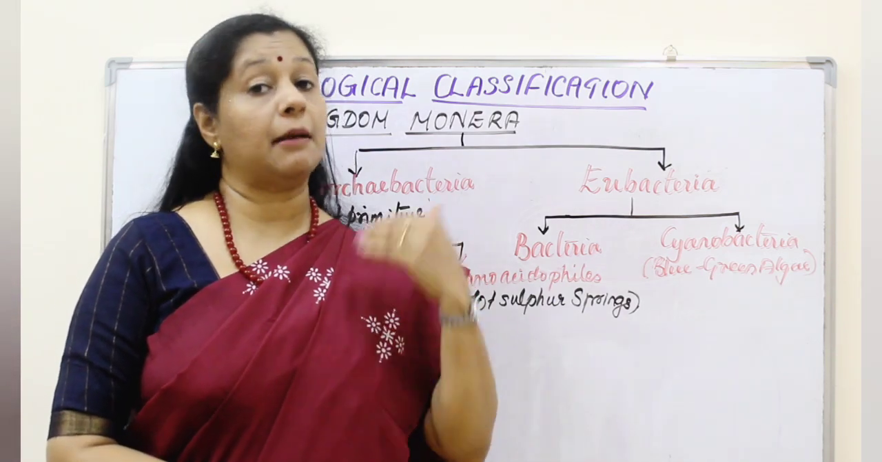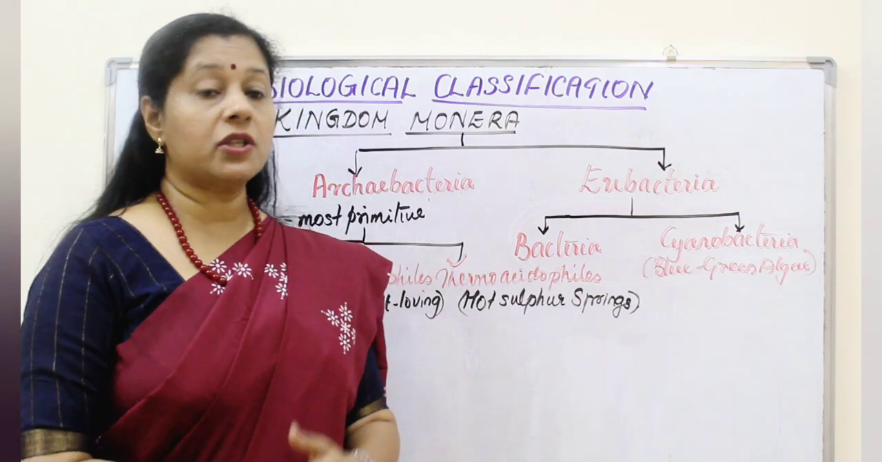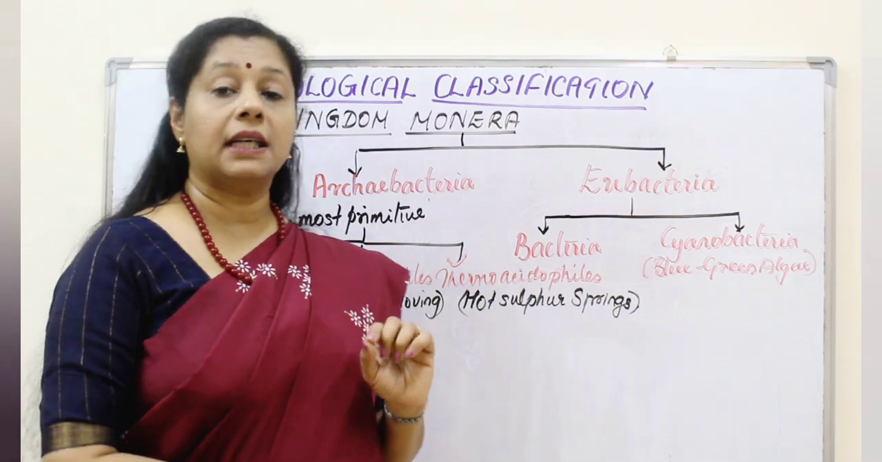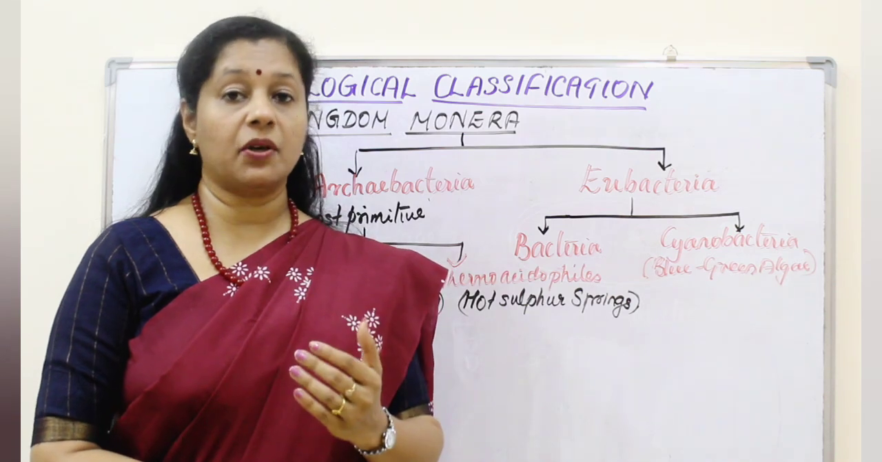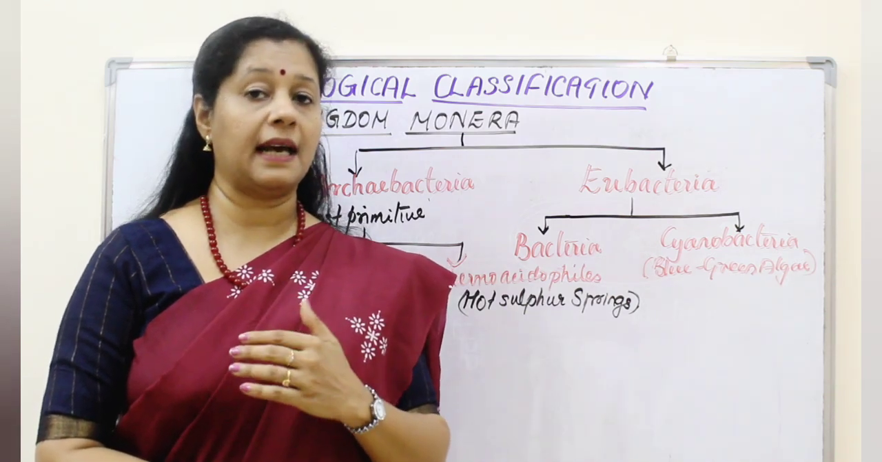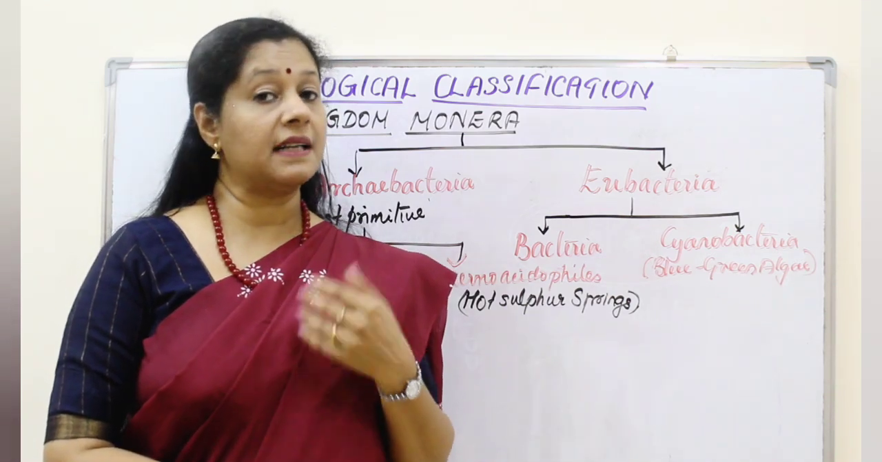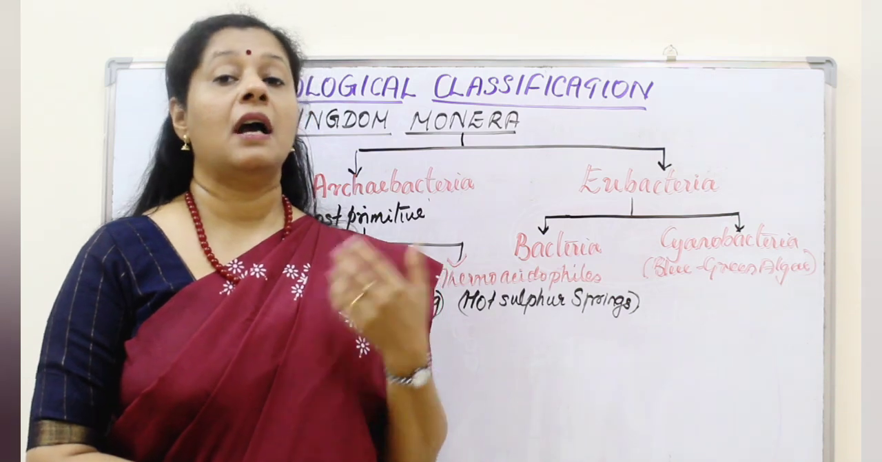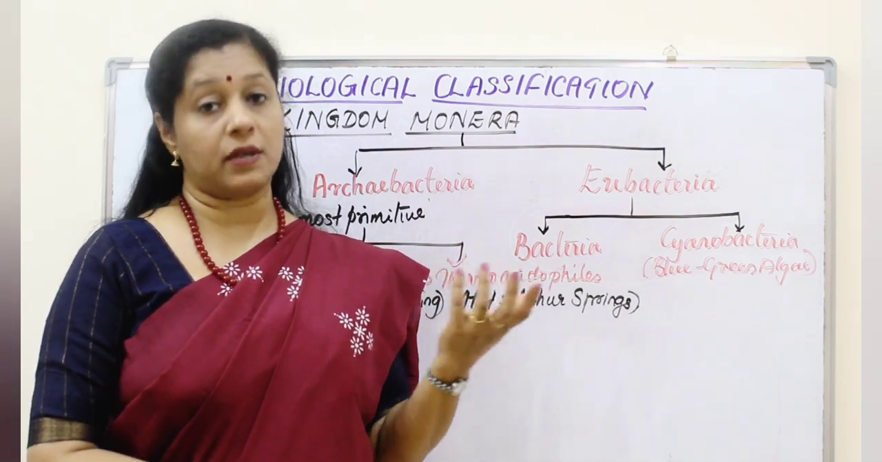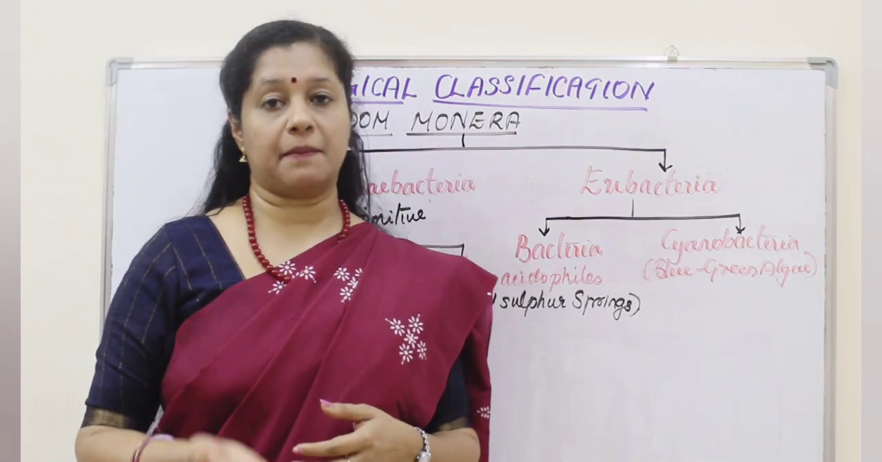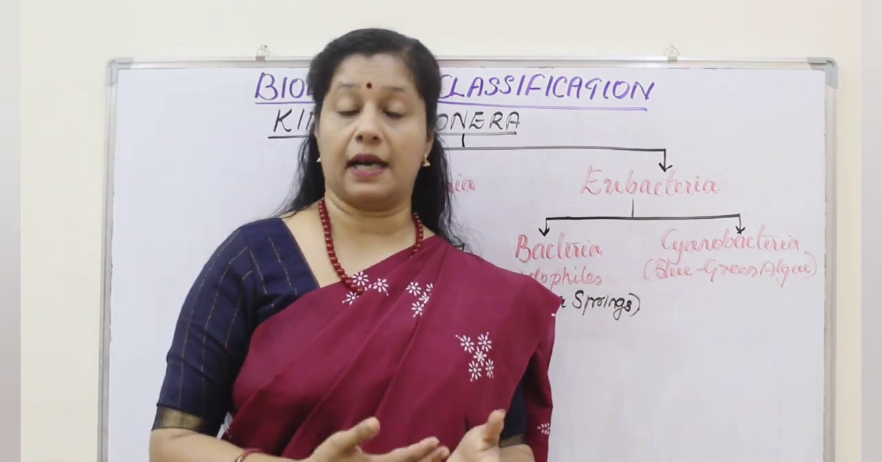Now the third bacteria are found in the hot sulfur springs where no other organism can exist because the temperature is very high. There also bacteria can exist. They are called thermoacidophiles. So methanogens means methane producing bacteria in the gut of the ruminant animals. Then second is halophiles, they live in high saline condition, and third is thermoacidophiles which can live in very hot sulfur springs.